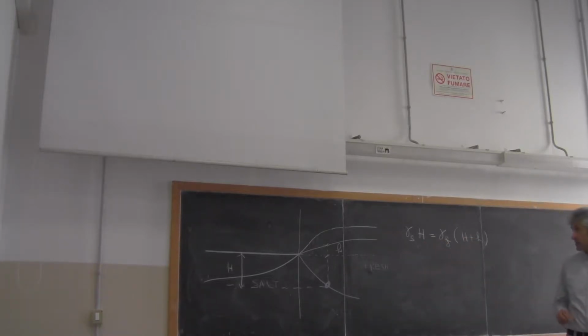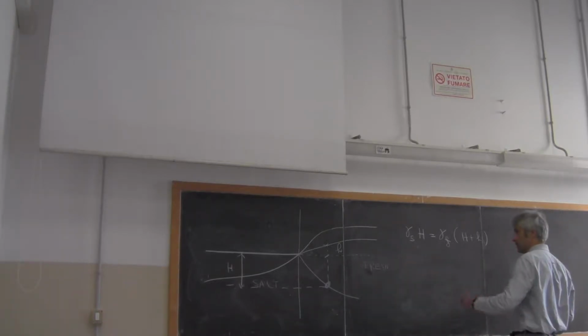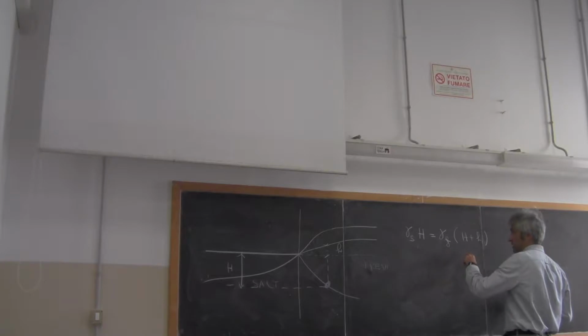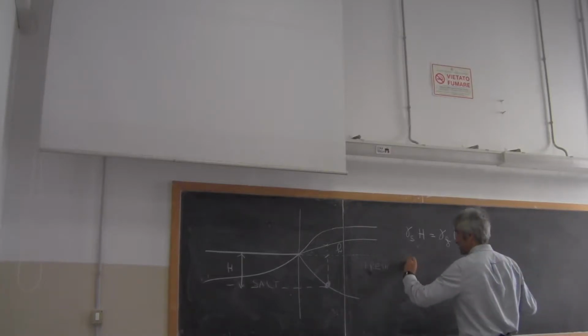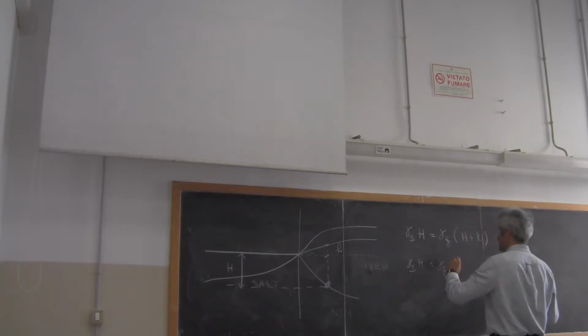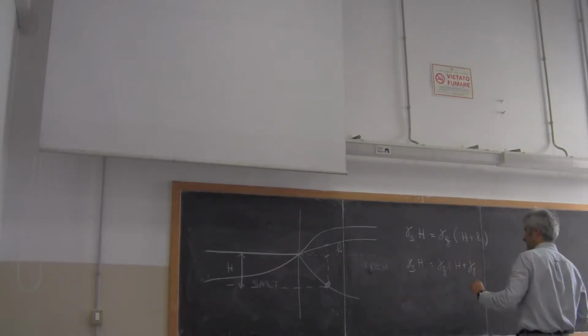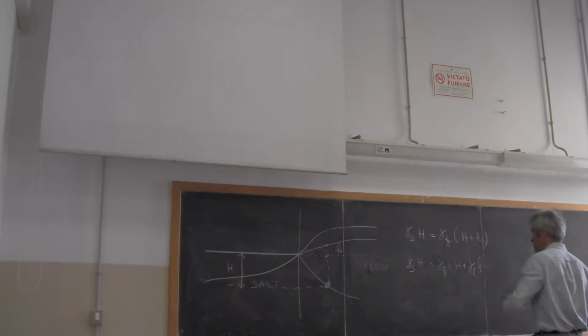Okay, so let's estimate it. In order to estimate it, I need to take this product on the right hand side. So I write gamma S times H is equal to gamma F times H plus gamma F times lowercase h.